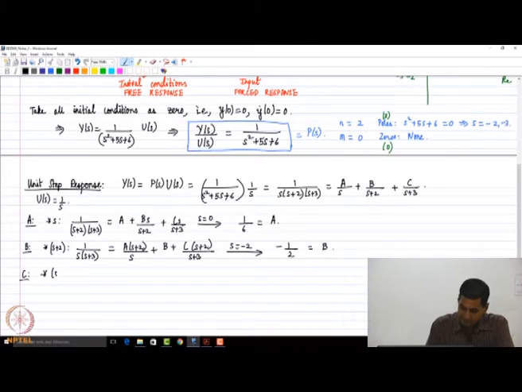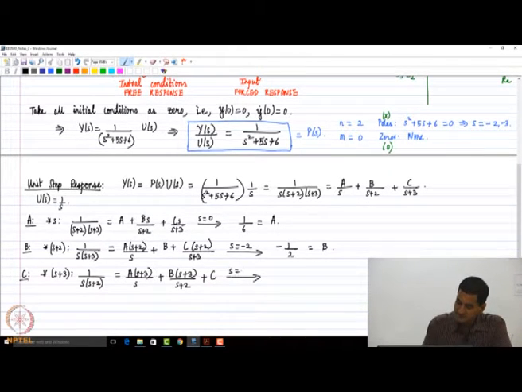And if I want to figure out c, I multiply both sides by s plus 3. So we are going to have 1 divided by s times s plus 2. That's going to be equal to a times s plus 3 by s plus b times s plus 3 divided by s plus 2 plus c. So once again we substitute s equals minus 3, which is the root of s plus 3, right? So what do we get? We get 1 by 3. Am I correct? Yeah, for c.